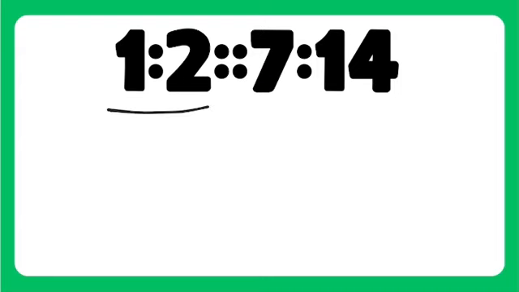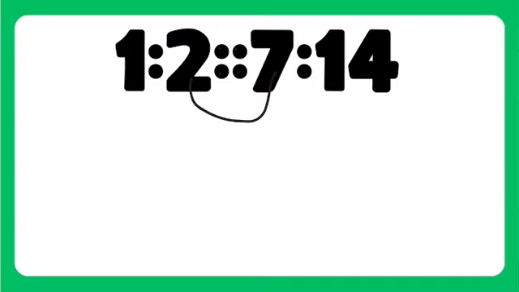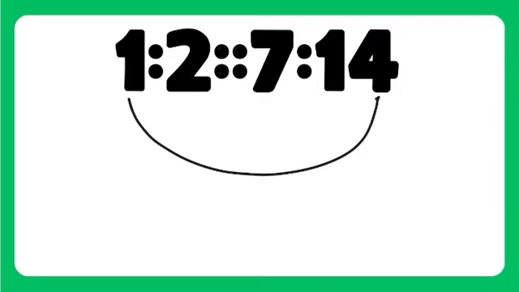Over here we have the first ratio, over here we have the second ratio, and we don't use the equal to sign. We use two of the colon symbols. So now there are parts of this. The two most important parts are the first and last numbers, and the second and third numbers. So the second and third numbers are called the means, and these two numbers are called the extremes.